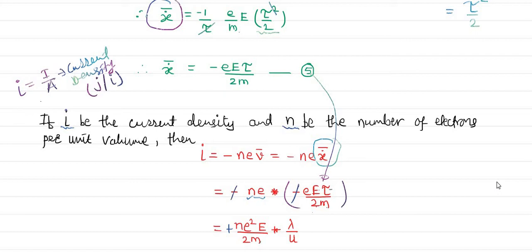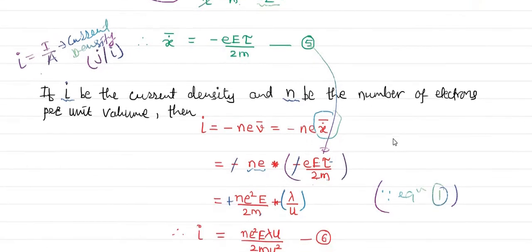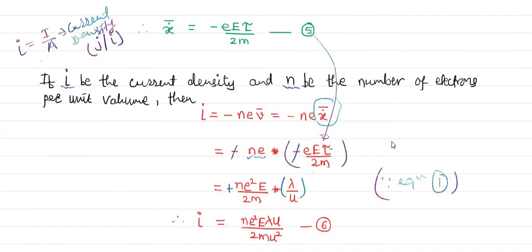Now shall I substitute the value of tau? We take the value of tau from the very first equation, equation 1. So tau is lambda by u. After substituting that, does anything cancel? No, nothing will get cancelled. N e square capital E lambda, and one more thing I have done here: I just multiplied and divided one more time by u.